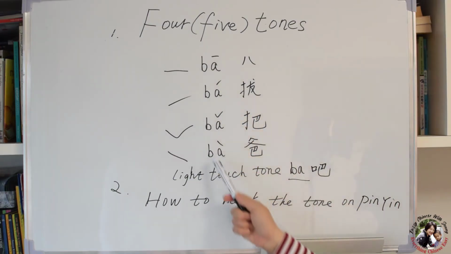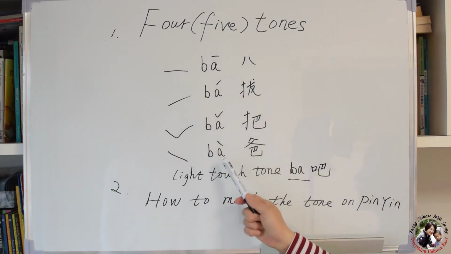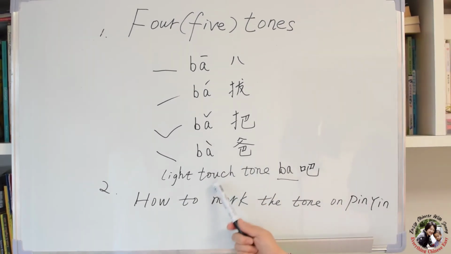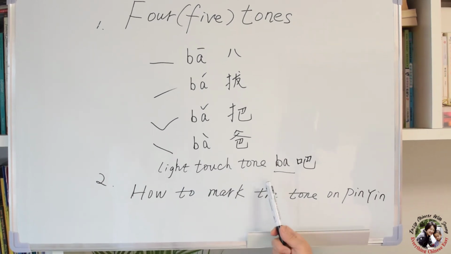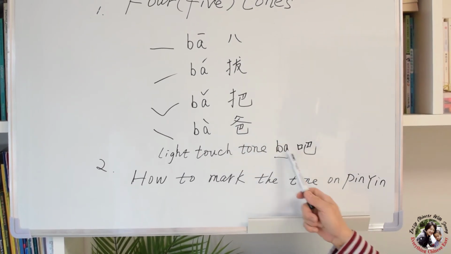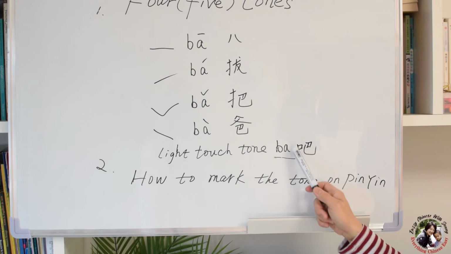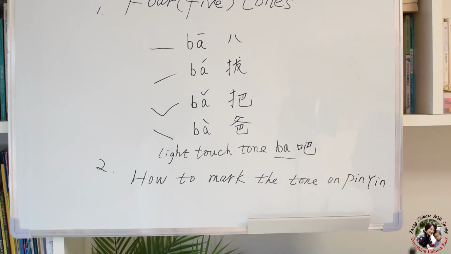So after these main 4 tones, there is another one, which we may call the 5th tone, the light touch tone. See, ba. We don't put any sign on top of this pinyin because it's just a very light and quick touch.